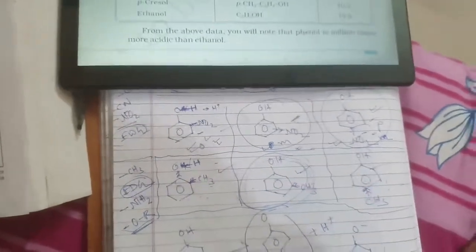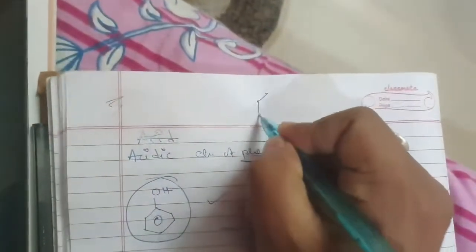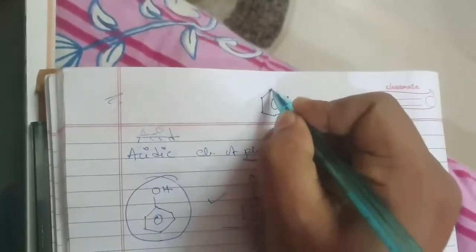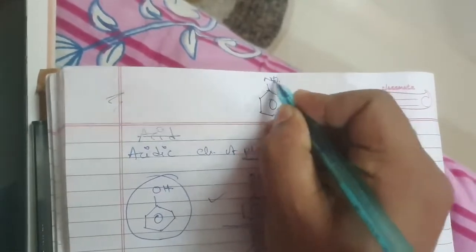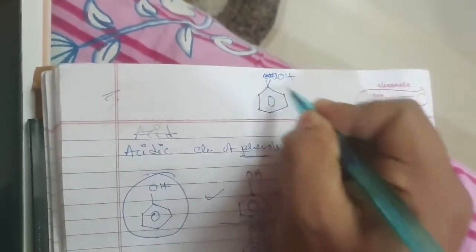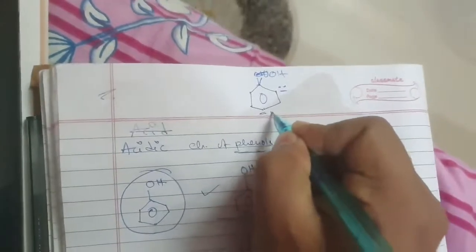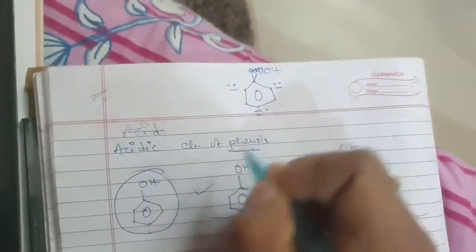Now there should be a reason behind this. The reason is just nothing. In ortho and para position the electron density is more. This type of resonance does not occur in the meta position; this type of resonance occurs in the ortho and para position.